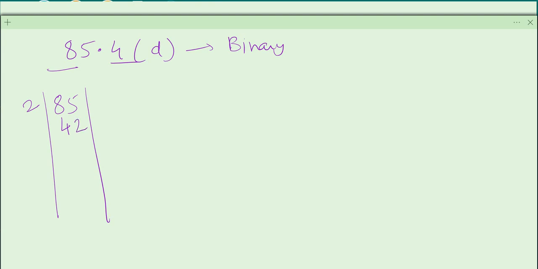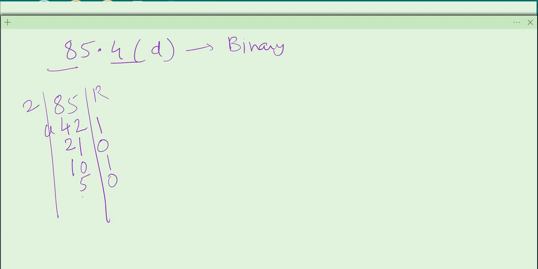4, 2, remainder is 1. This is a quotient. 42 means 84, yes, 42. So 21. 0, 10, 1, 5, 0.